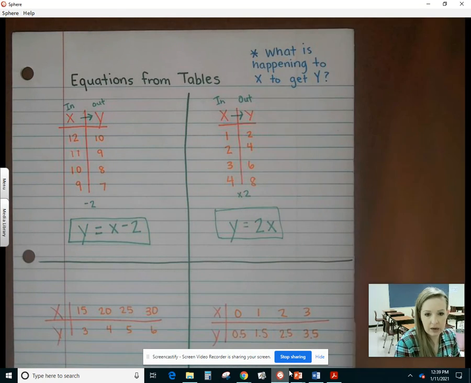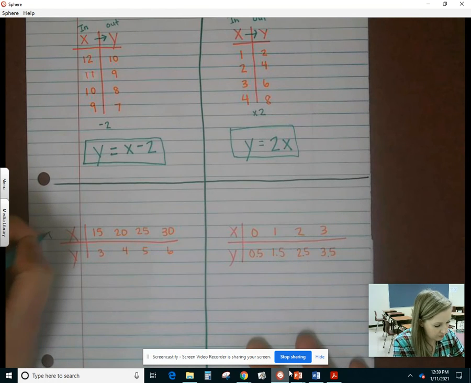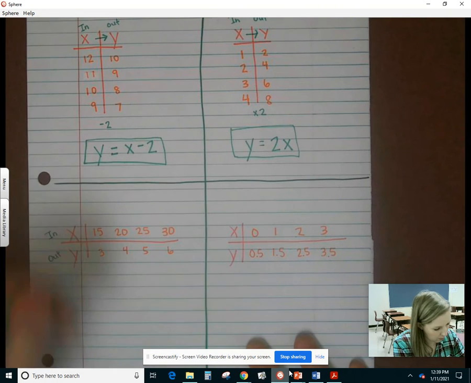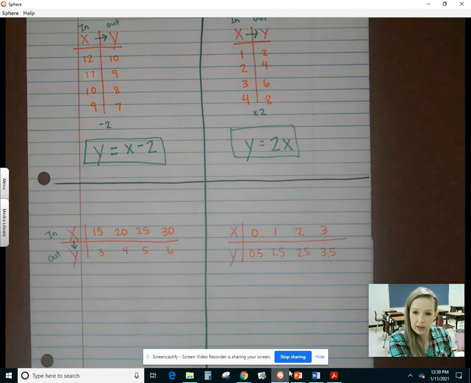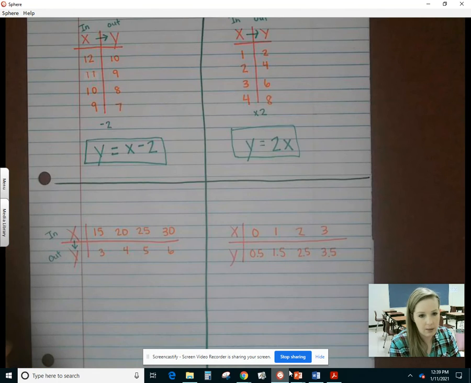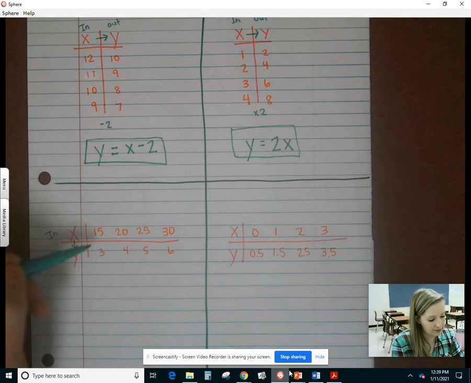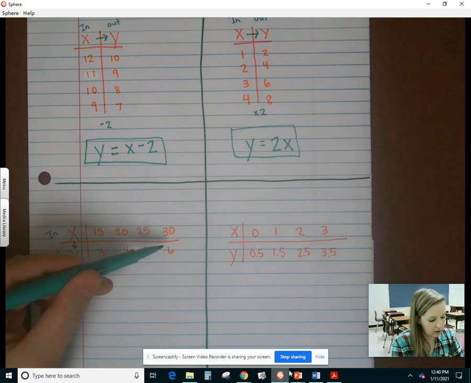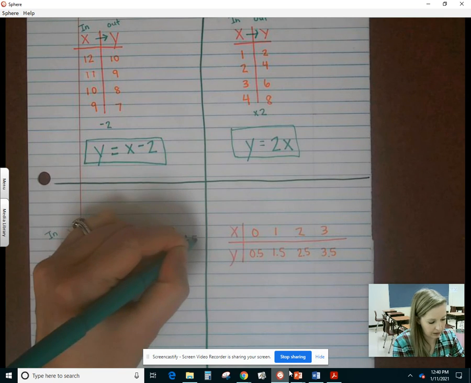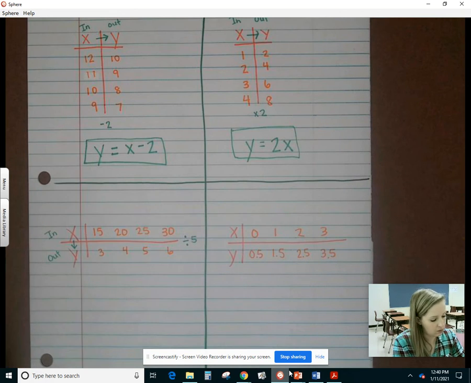I wanted you to also see some tables that go the other direction. So sometimes the table that you see in a problem will be horizontal like this. Same thing though, your x is still your input, your y is still your output, and you're still looking at what's happening to the x to get the y. So again, you're not looking here. Some people look at this and they say, oh, it's going up by 5. That's not what we care about. We care about what's happening to x in order to get y. And it's getting smaller. And if you look, what's happening is that it's being divided by 5. 15 divided by 5 is 3, 20 divided by 5 is 4, and so on.